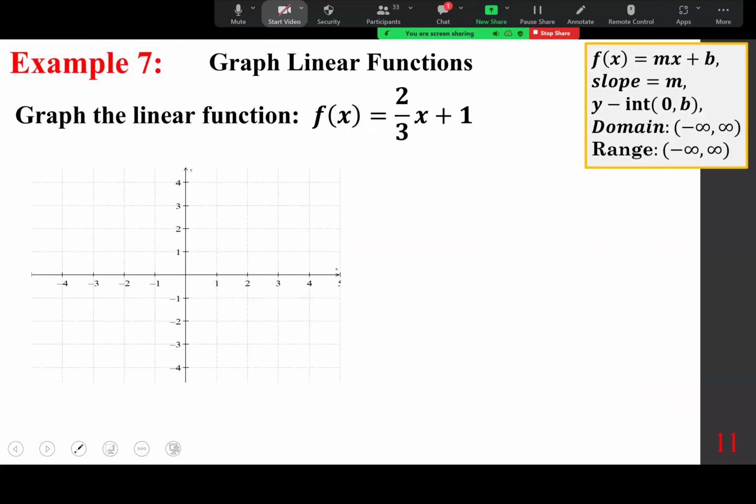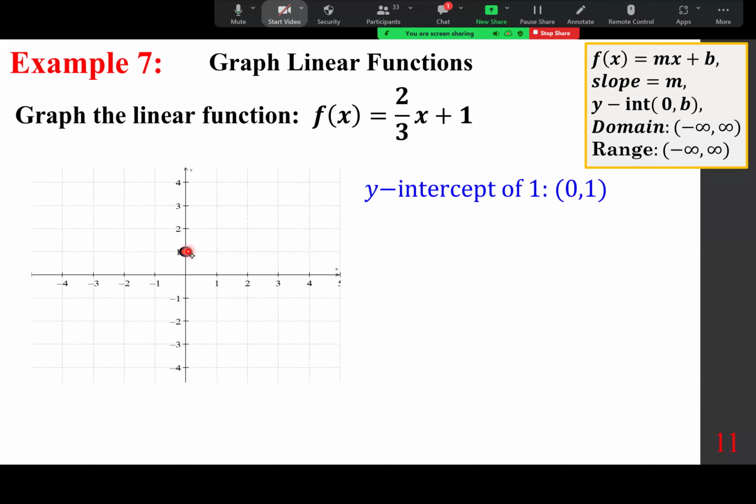0, 1. We want to graph the linear function. Of course, I would go with the intercepts, but just to give you an idea, I'm reminding you that if f of x is mx plus b, slope is m, y-intercept is 0, b, domain is all real numbers, range is all real numbers. So the y-intercept is located at 0, 1. M, delta y over delta x, is 2/3.